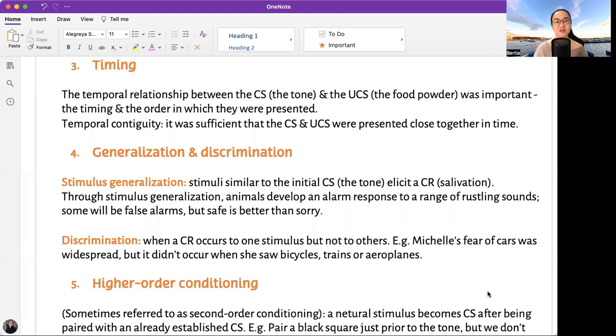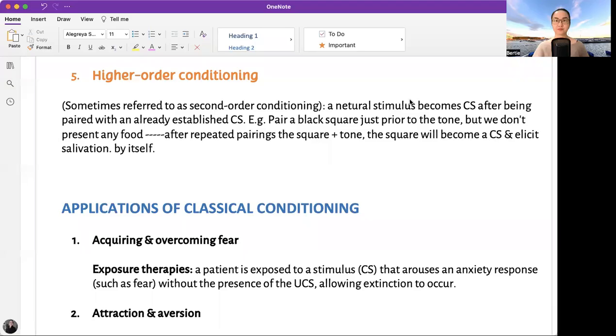Discrimination. When a CR occurs to one stimulus but not to others. For example, Michelle's fear of cars was widespread, but it didn't occur when she saw bicycles, trains, or aeroplanes.